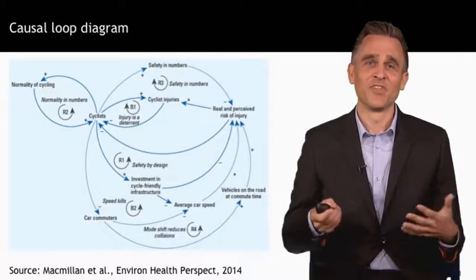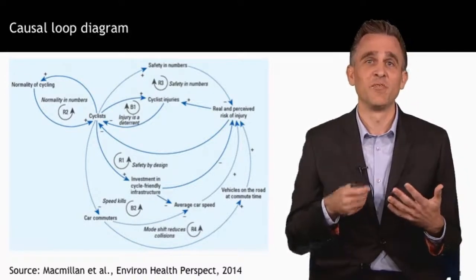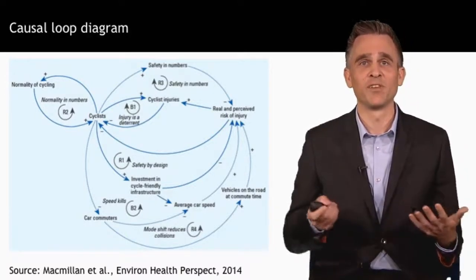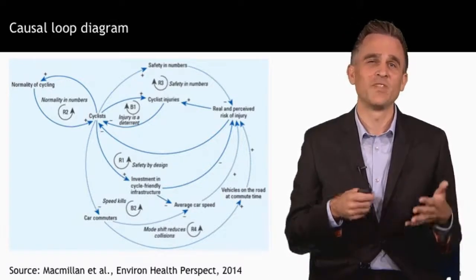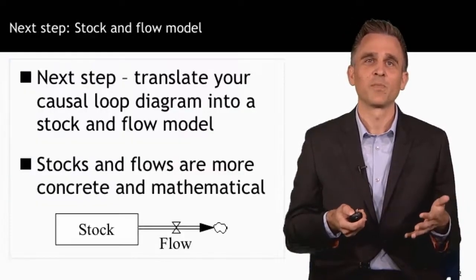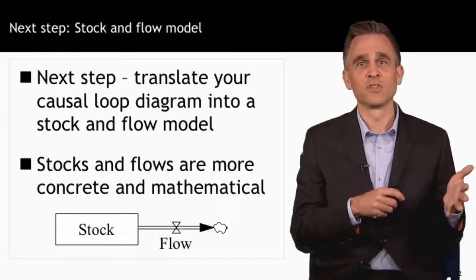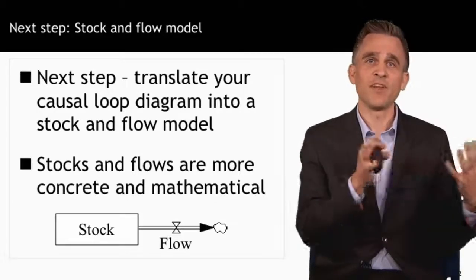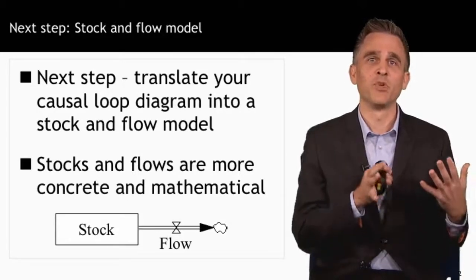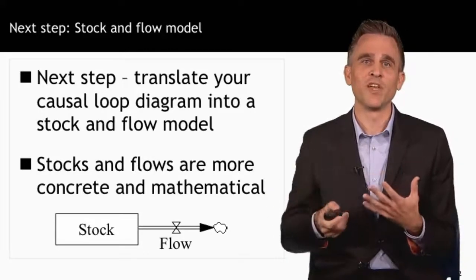So these are examples of individual feedback loops. A causal loop diagram typically consists of many feedback loops that overlap and intersect each other. As I said earlier, though, a causal loop diagram is very abstract and theoretical. The next step is to translate the causal loop diagram into what's known as a stock and flow model. You take all the ideas in your causal loop diagram, but you express them in what we call stocks and flows, which are much more concrete and mathematical.